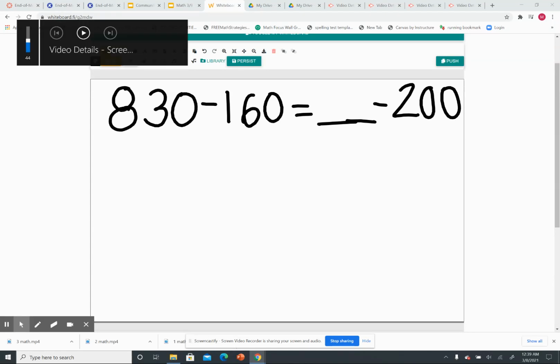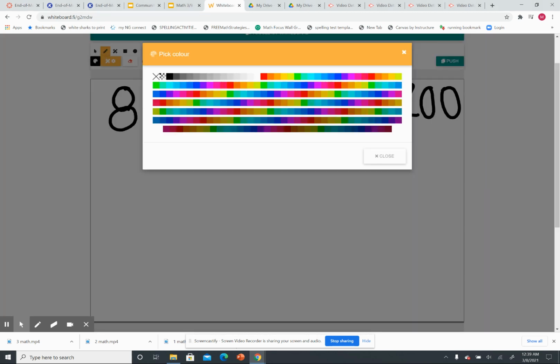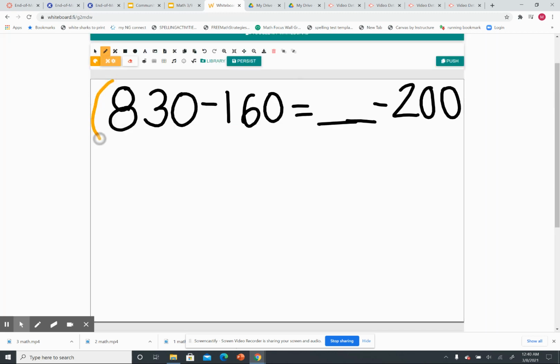And we're back with your next problem. So let's try 830 minus 160 equals blank minus 200. Again, you have to look at this as two separate problems, but their answers are equal. So again, I'm going to put in my parentheses to separate them because they are two separate problems and that equal sign is staying right in the middle.